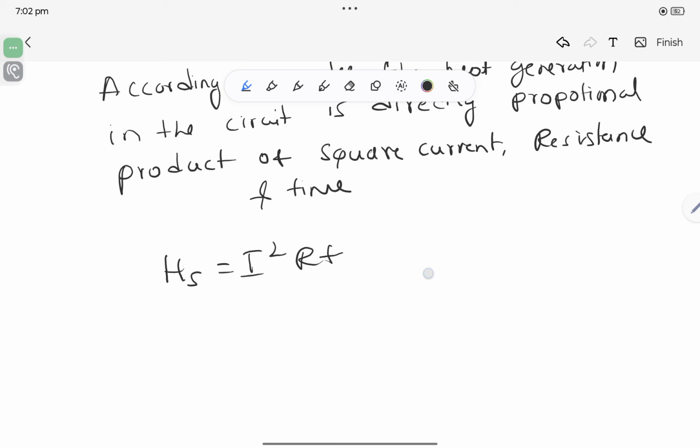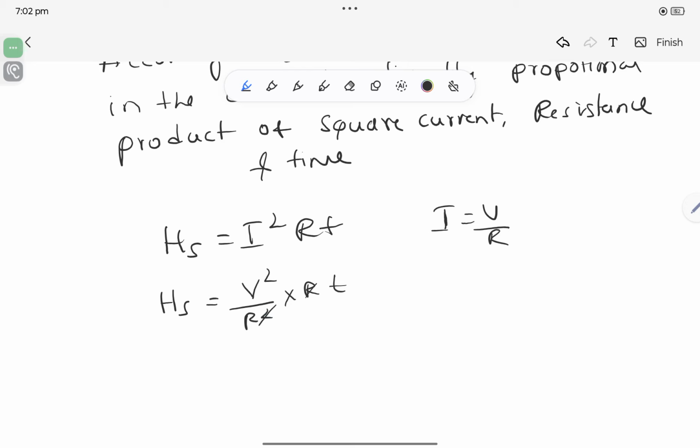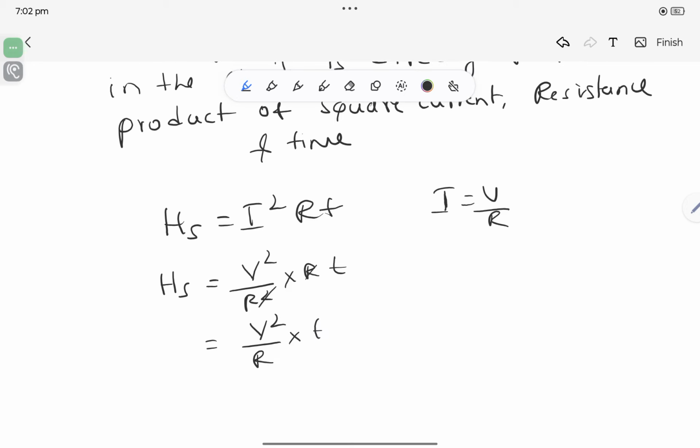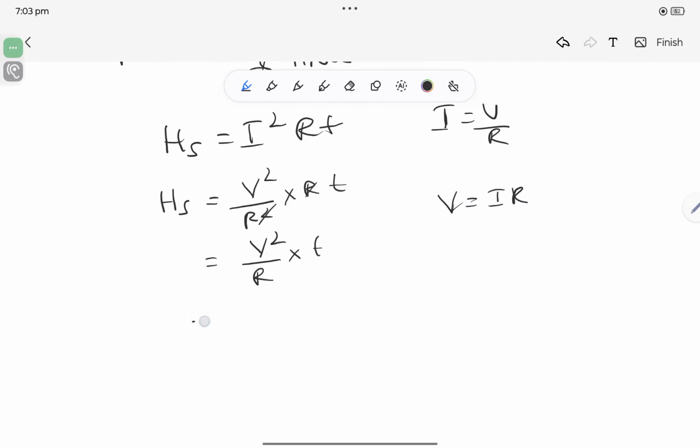Other forms of Joule's law: Hs is equal to, for current you can write I is equal to V by R. So if you write V square by R square into R into T, R gets cancelled. So you can write V square by R into T. Or else you can write one more form, V is equal to IR.